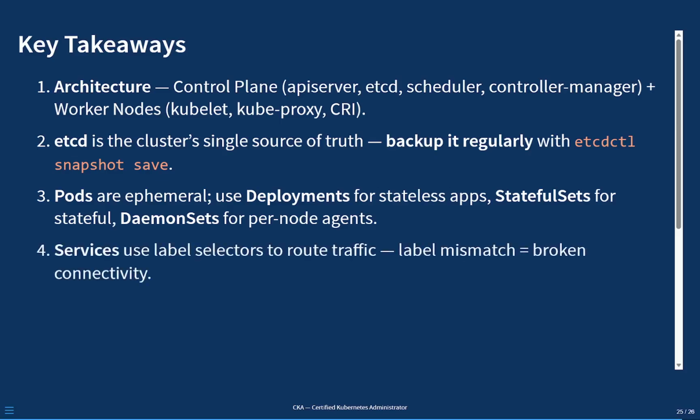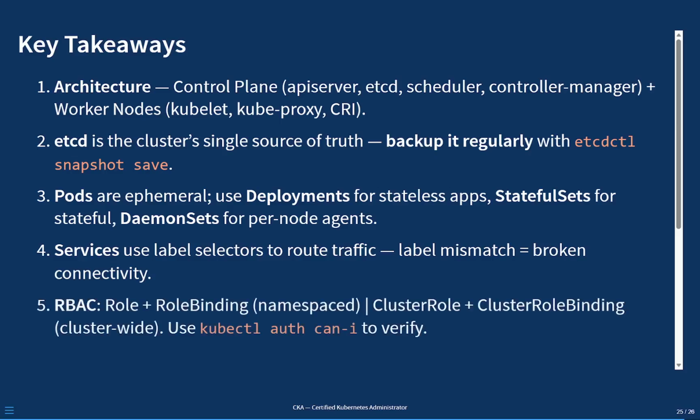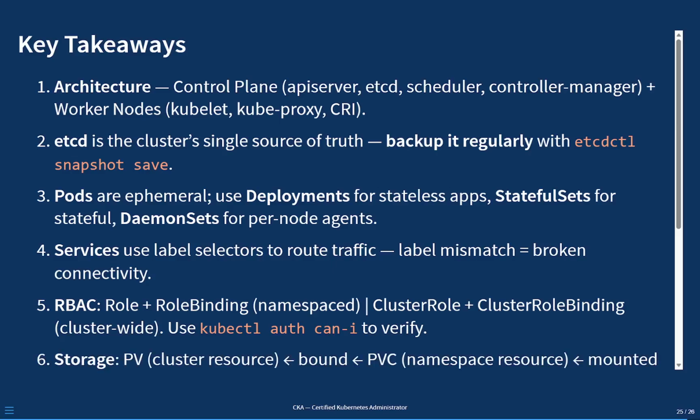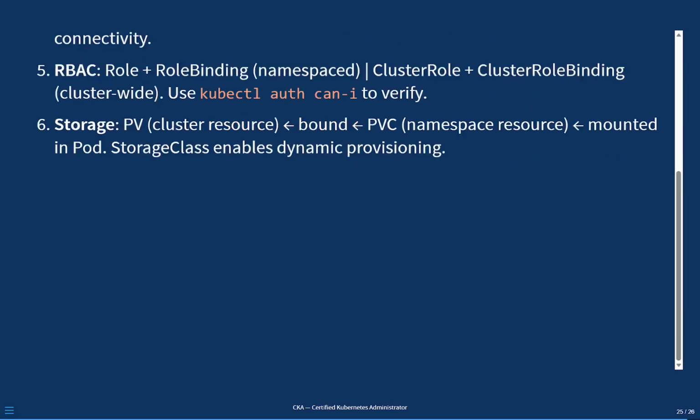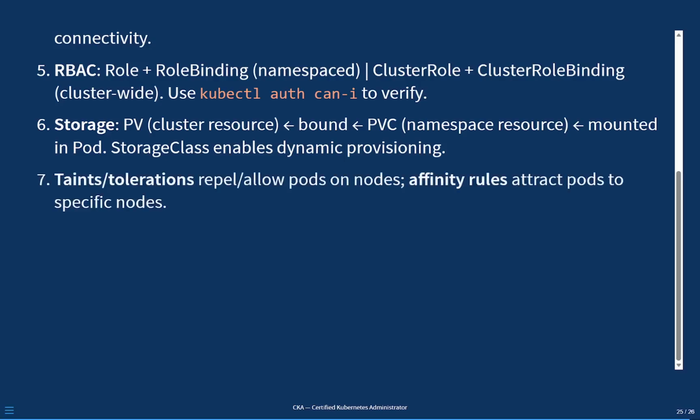4. Services use label selectors. A label mismatch between the service selector and pod labels is the number one connectivity bug. 5. RBAC: role plus role binding for namespaced access, cluster role plus cluster role binding for cluster-wide. Use kubectl auth can-i to verify. 6. Storage chain: PV at the cluster level, PVC at the namespace level, mounted in the pod. Know read-write-once, read-only-many, read-write-many. 7. Taints repel pods. Tolerations allow pods through. Node affinity attracts pods to specific nodes.